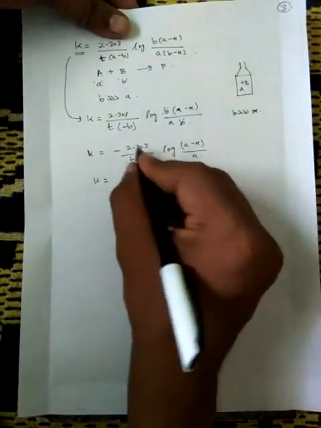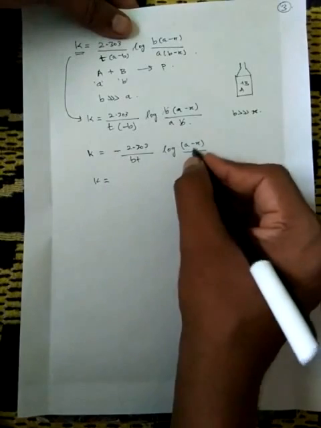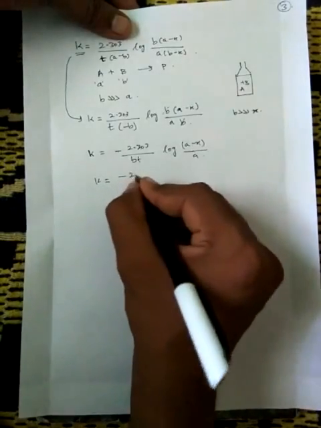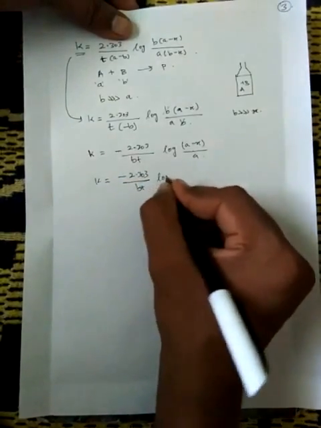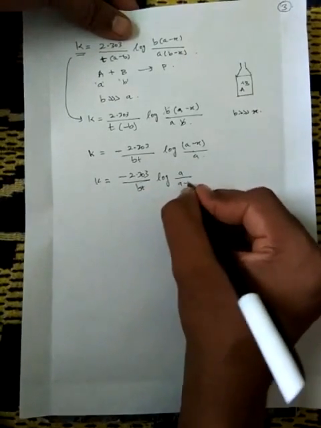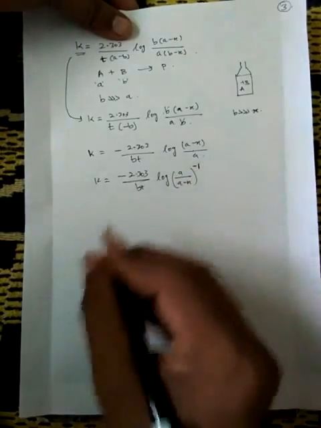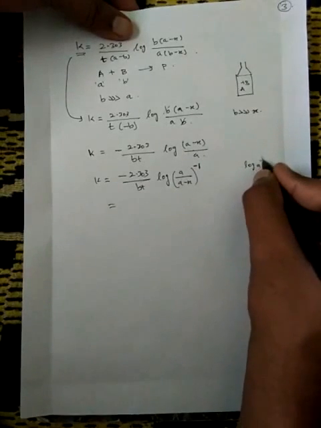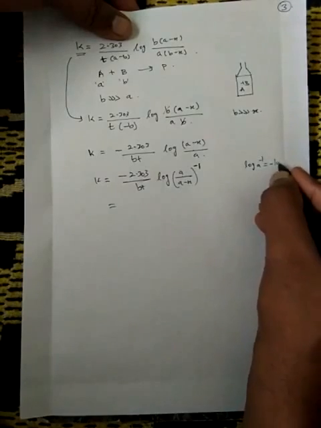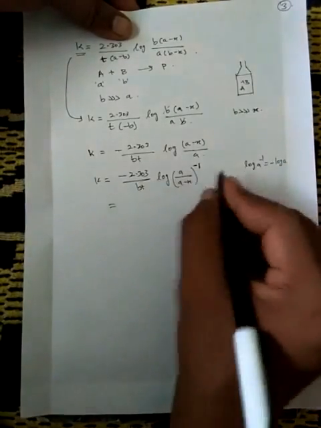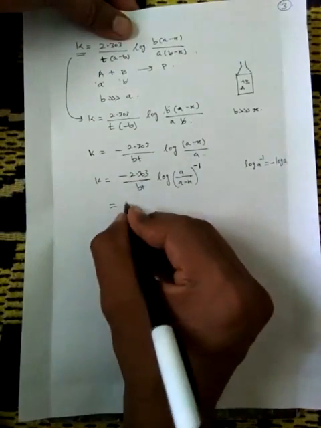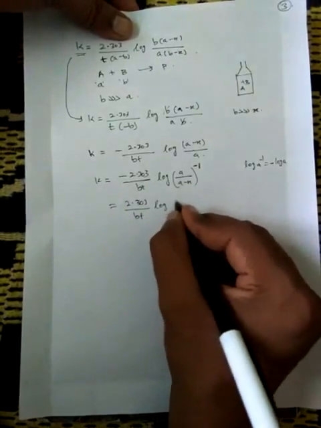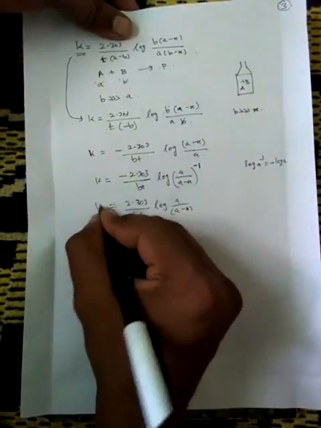Then k equal to, this is minus, you just invert this term. Okay, I'll go step by step. Logarithm, I'll write A by A minus X. I just inverted. Logarithm A power minus 1 equals minus logarithm A. Therefore, this minus becomes plus, and K equals 2.303 by Bt logarithm A by A minus X. This is K.